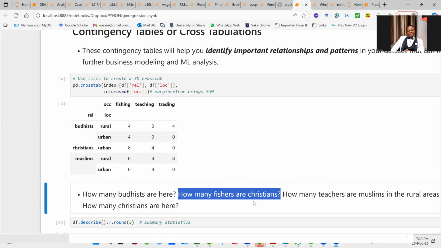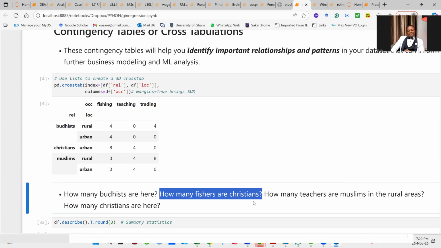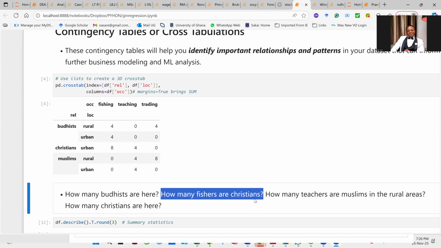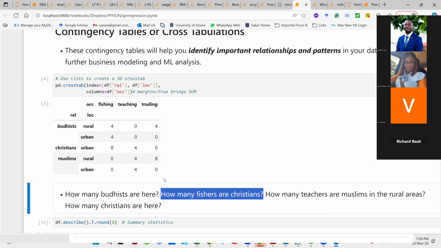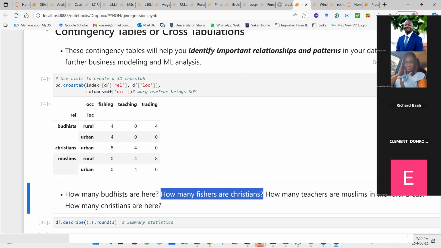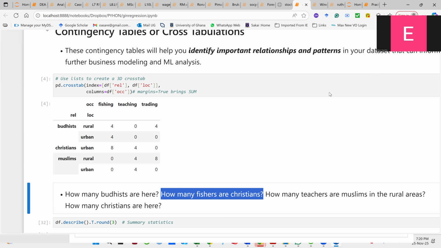Now, next one. These are preliminaries. How many teachers are Muslims in the rural areas? Sylvia? 4. How many Christians are here in this data set? Aline? 12. Very good.